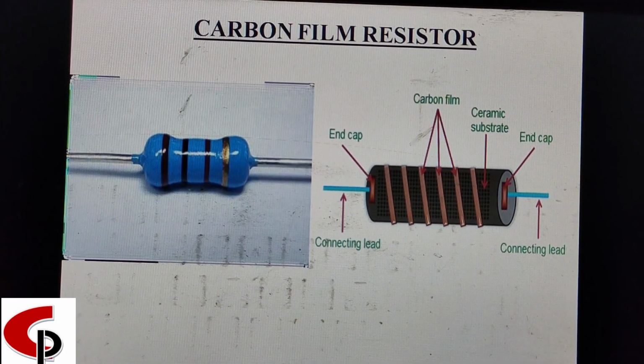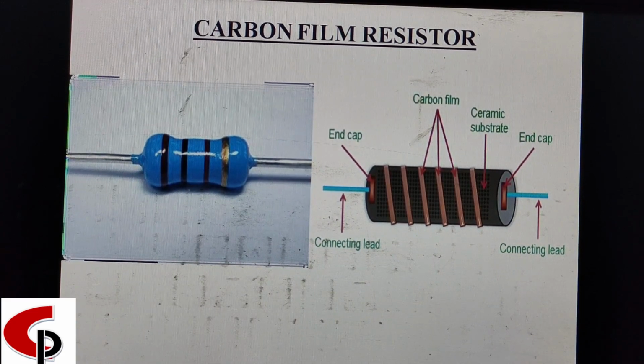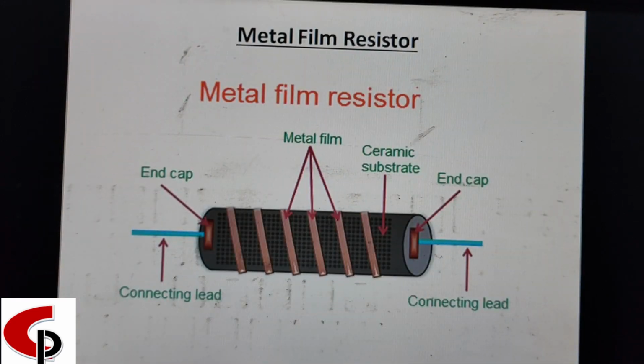We can use a carbon film resistor in X-ray, in power supplies, and in radars. Then come to the metal film resistor. The metal film resistor construction is similar to the carbon film resistor except that the material used for constructing the film is different. In a carbon film resistor, carbon is used to construct the film, whereas in a metal film resistor, tin and antimony or nickel chromium is used to construct the film.